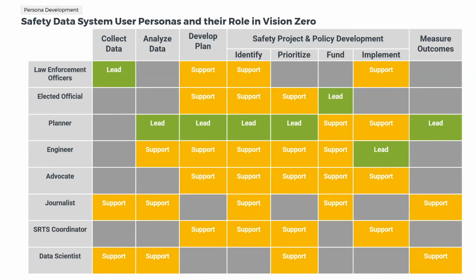And then we thought about, on the other axis on this table, who's involved in making those decisions, who's involved in that work. Data is collected largely by law enforcement officers, but planners are really the ones doing the work of analyzing the data, developing a plan, identifying projects, and sometimes even recommending priorities for those projects. But they have support from all of these other fields as well. But you can see that the planners, engineers, and safety professionals are really critical to this work. And so they were our central persona.